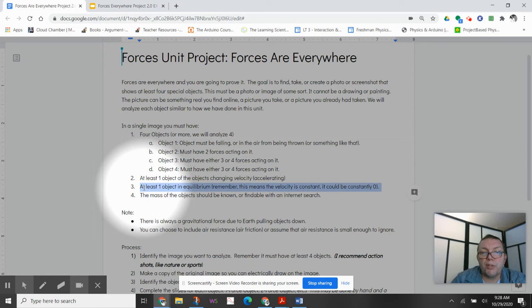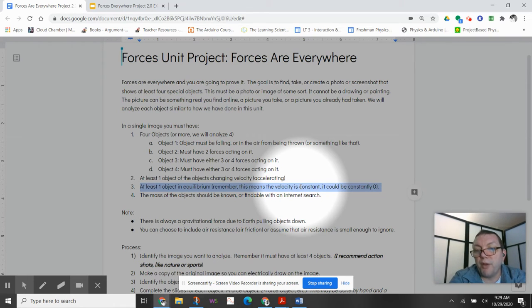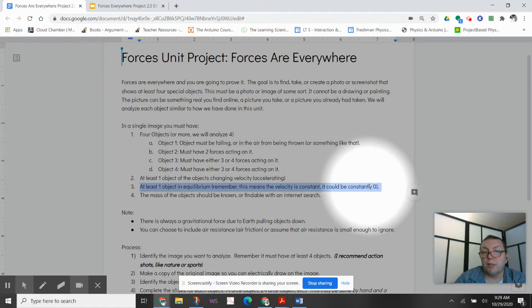One of the objects must be in equilibrium. Remember, equilibrium is the fancy $2 word for saying that the total force adds to 0 and the velocity is constant. So this object that's in equilibrium could have a constant velocity of 4 meters per second. It could be 25 miles an hour. It could be a velocity that's constantly 0. As long as that velocity is not changing, that's the important thing.